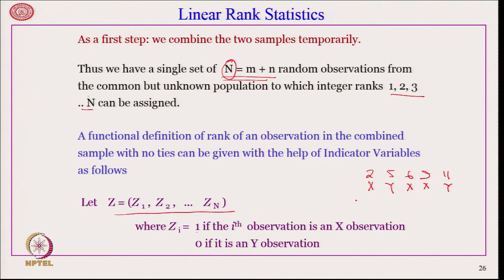Therefore, z1 is equal to z3 is equal to z4 is equal to 1, because the first, third and fourth observations are from x. Therefore, they are getting the value 1, and z2 is equal to z5 is equal to 0, because these two are from the y population. So, that is how we get an array of size capital N with binary values, either 1 or 0, depending upon whether it is from x or from y.